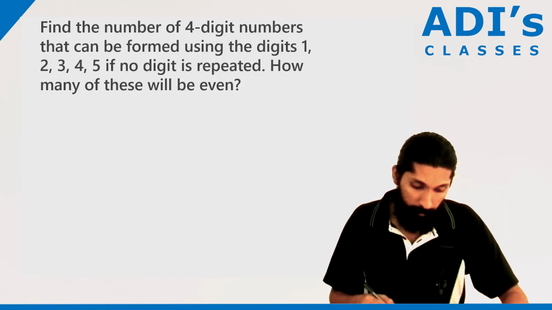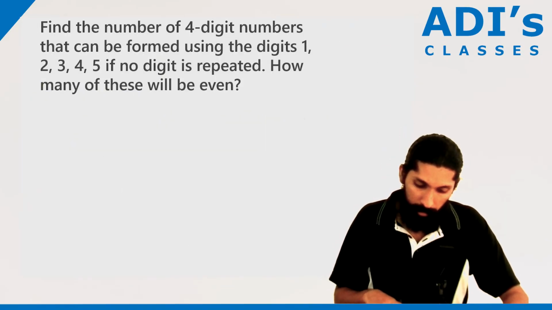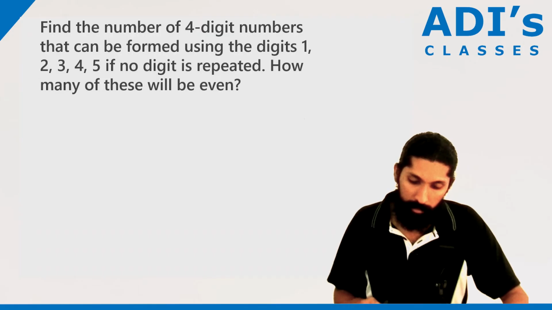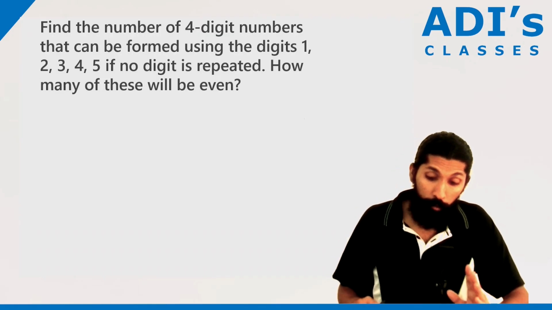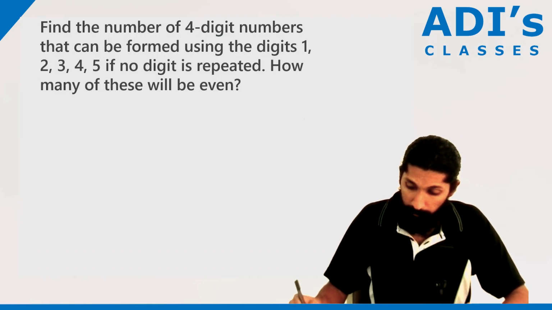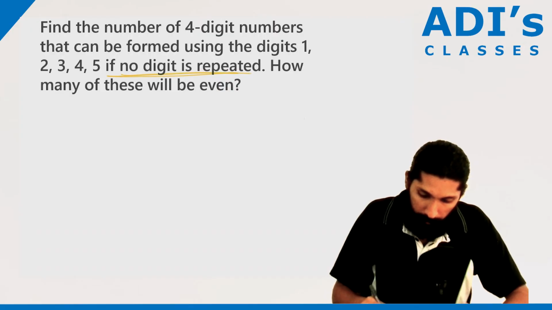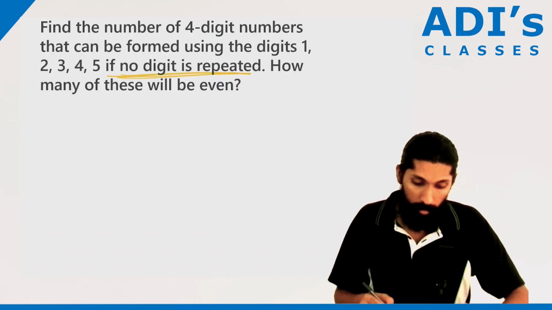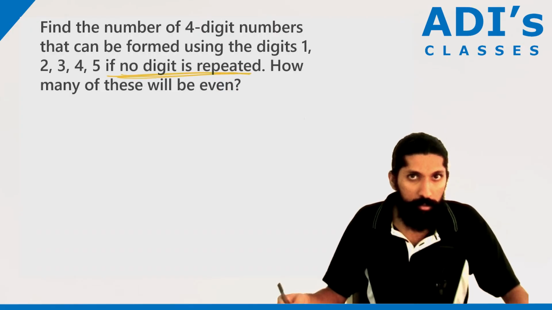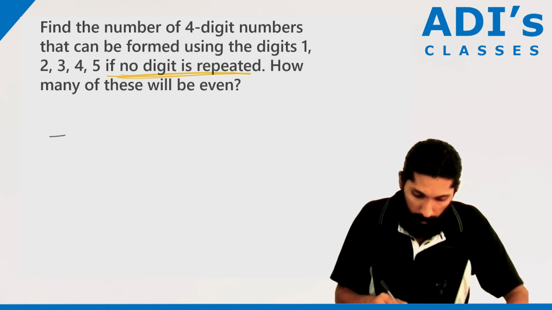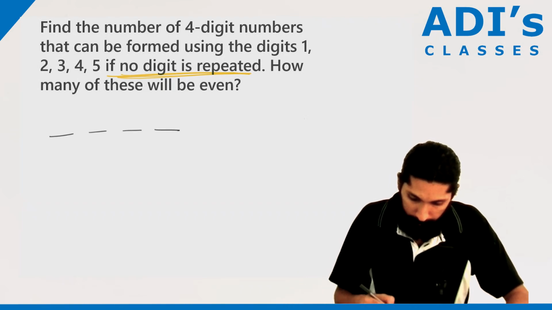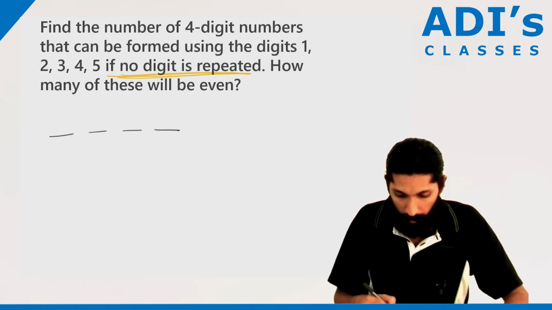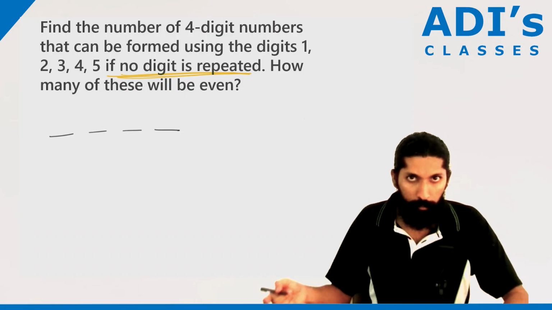See the fourth problem. Find the number of 4-digit numbers that can be formed using the digits 1, 2, 3, 4, 5. If no digit is repeated, guys, this is a very important point. No digit is repeated. How many of these will be even? Okay, let's do the first part now. 4 digits, 1, 2, 3, 4. Correct. And of the 4 digits, you have 1, 2, 3, 4, 5.